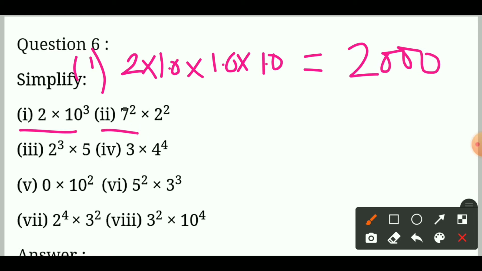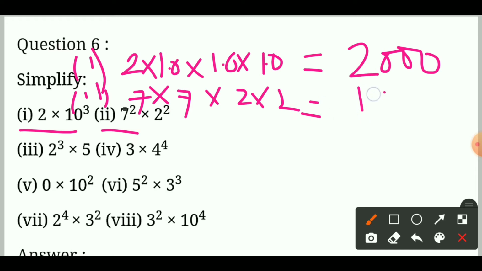Now I'm going to do second part. 7 into 7, 2 into 2. So the answer is 196. Why? 14 into 14, 196. 7 is the 49, 49 to the 98, 98 to the 196. Okay.